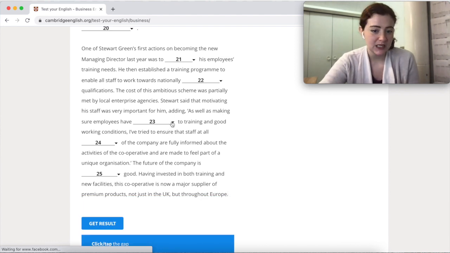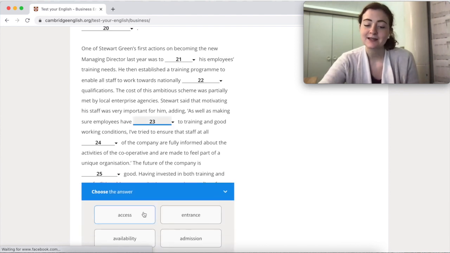Number 23: access, entrance, availability, admission. As well as making sure employees have access to training, have entrance to training, have availability to training, or have admission to training.